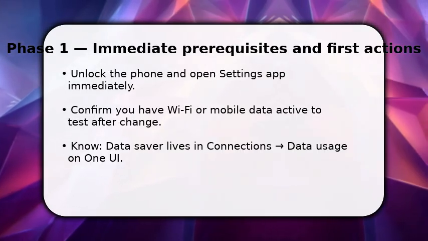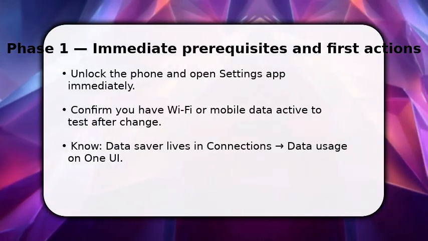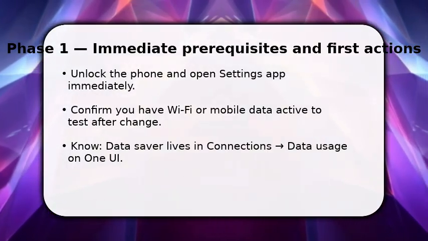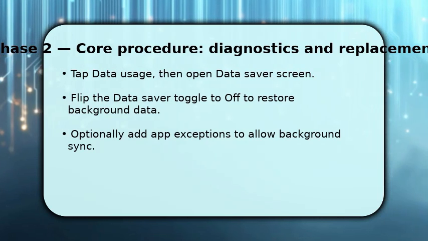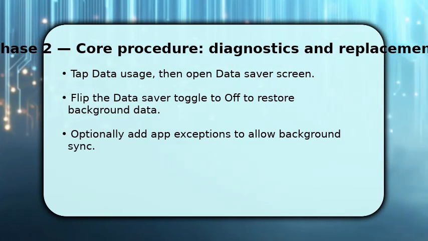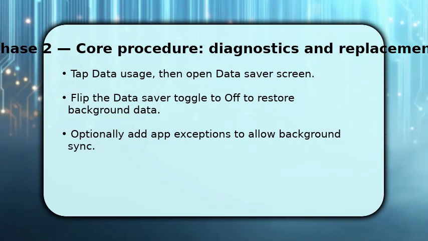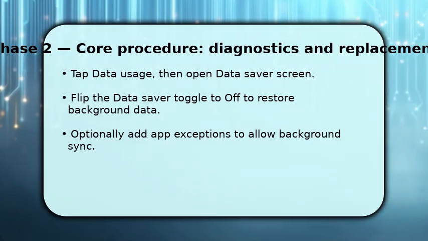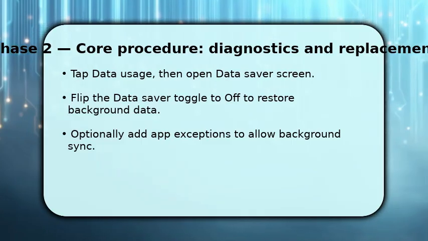You're skipping idle steps to get to the toggle quickly because the setting is nested, and finding the exact menu saves time. And on the data usage screen, find and tap Data Saver to open details. You will see a single toggle labeled Data Saver. Flip it to off. Doing so restores background data for most apps and lets full syncs run.